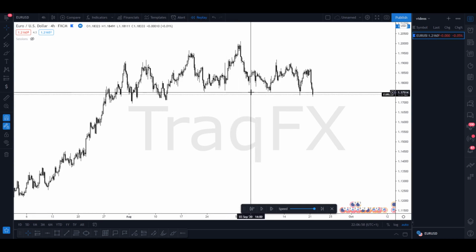If you can't get it because you don't want to pay, you can get a 30-day free trial. Just type in on the next tab TradingView 30-day free trial, and it should work out. But generally, this is how we backtest.